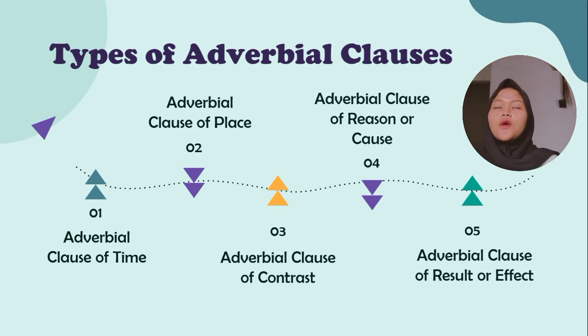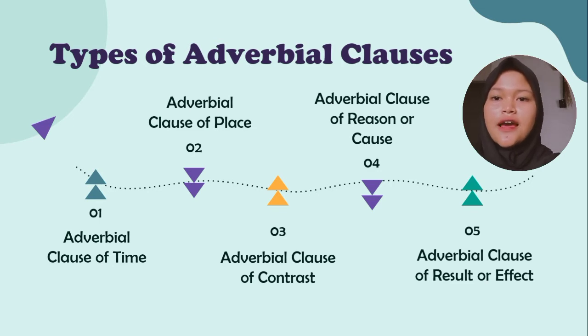Now, I will explain about types of adverbial clause. First, adverbial clause of time. The conjunctions are when, before, after, since, as long as, until, till, and so on. For example, I go to campus after I have my breakfast. They will leave before you get here.